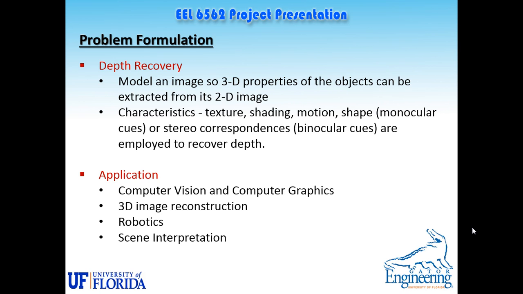The concept of depth recovery is basically that we have to model an image so the 3D properties of the objects can be extracted from its 2D image. Different characteristics of an object such as texture, shading, motion, shape, these are called the monocular cues, or the stereo correspondence, which are called the binocular cues, are employed to recover depth.